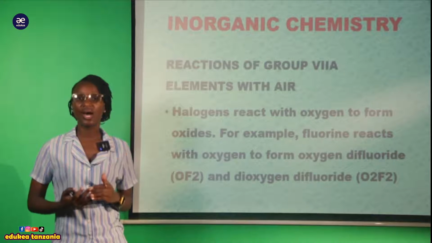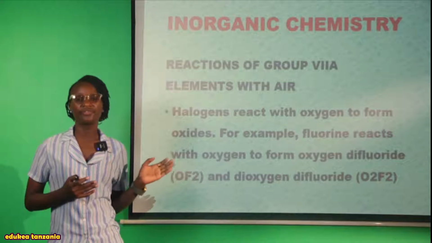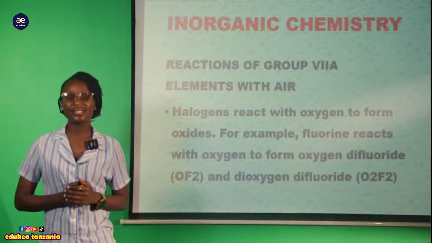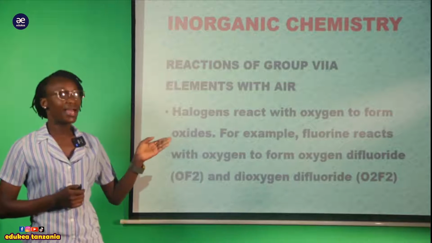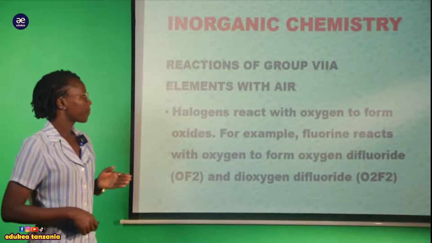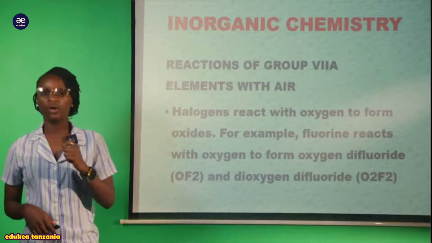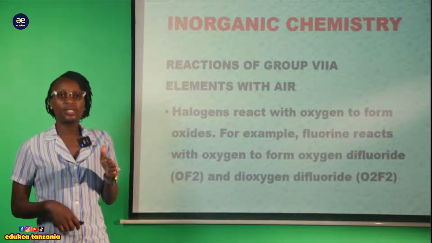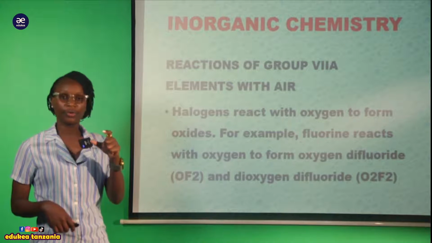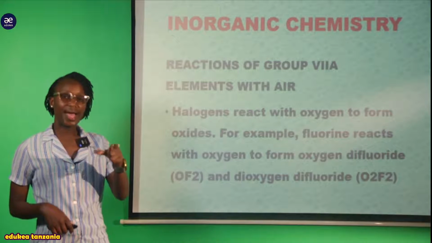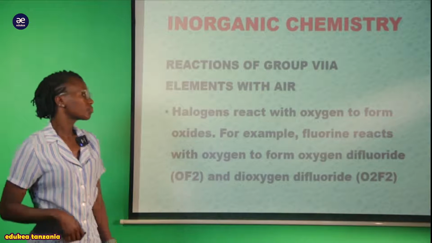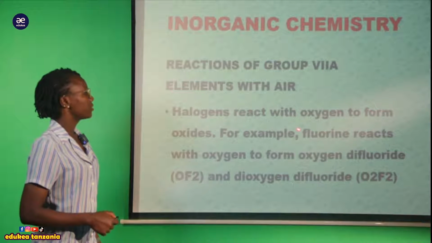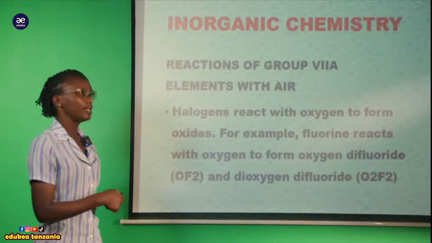Now we have to consider those reactions which are involved in this group 7 element. Particularly, let us start with the reaction of this element with air. Reaction with air. Ambapo tunaongelea air, we are talking about the oxygen. Though there is a difference between reactions which occur through air but also direct through oxygen gas, but the same thing. So halogens react with the oxygen to form oxide.